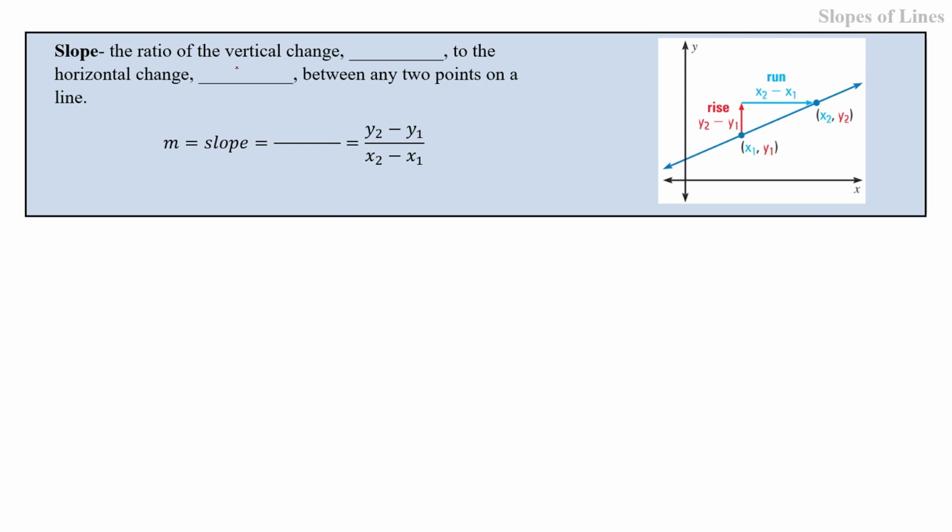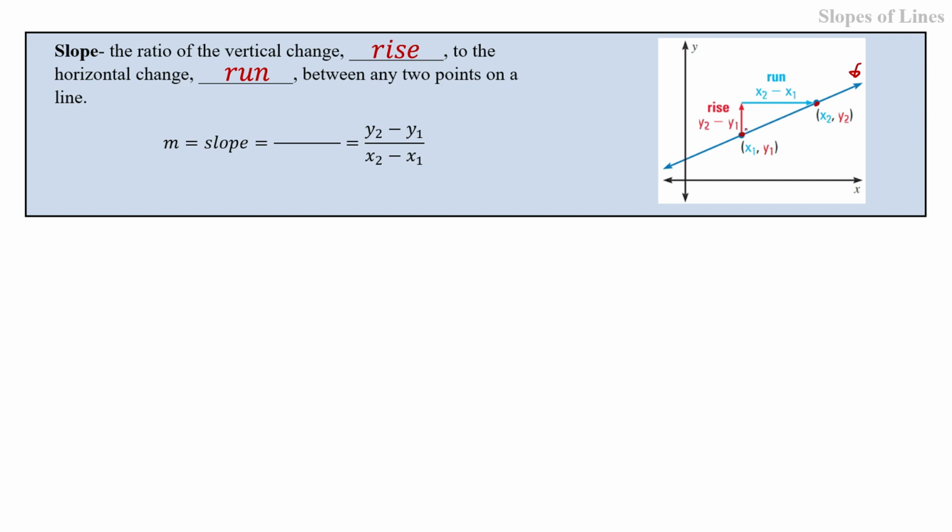The slope is the ratio of the vertical change, which we're going to call the rise, to the horizontal change, which we're going to call the run, between any 2 points on the line. It can be any 2 points, okay? So for example, if I look at this line given here, we just picked two random points. I picked those two, and then I'm going to count the rise and the run.